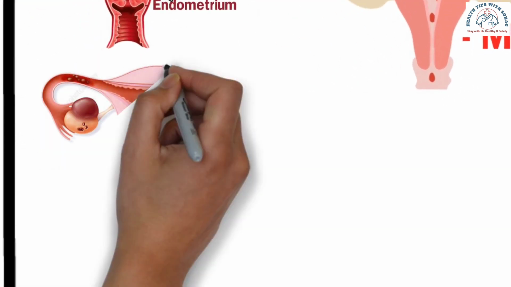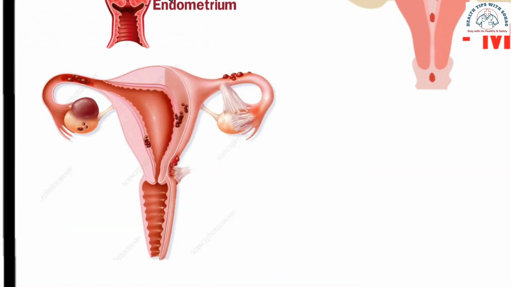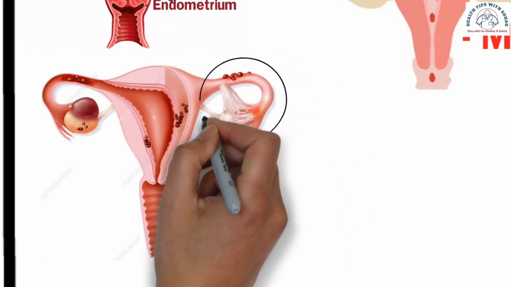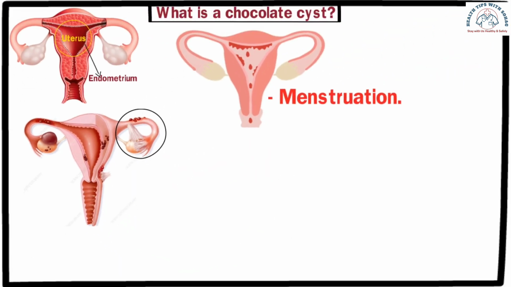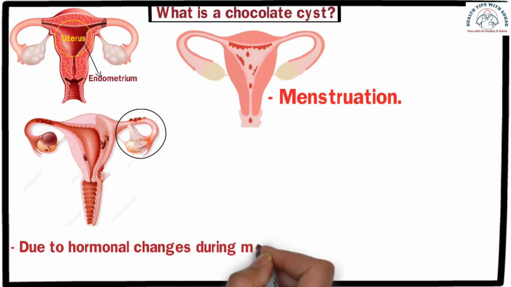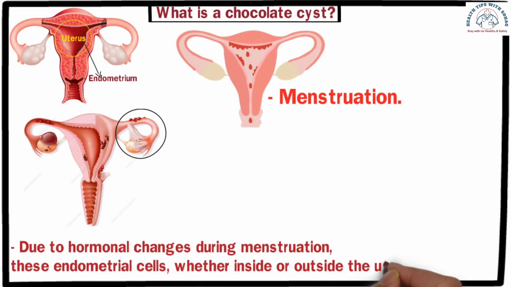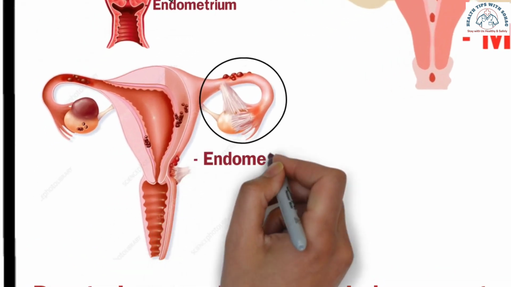However, in some cases, cells of the endometrium grow outside the uterus in areas such as the ovaries, fallopian tubes, bladder, or any part of the abdomen. Due to hormonal change during menstruation, these endometrial cells, whether inside or outside the uterus, bleed. This condition is known as endometriosis.